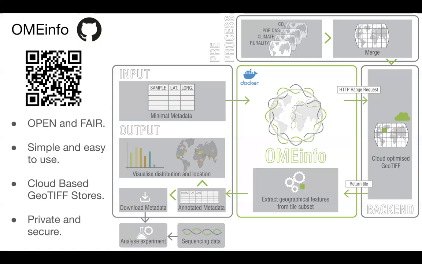The underlying datasets used in OMEinfo are maintained in a versioned dataset, which can be downloaded from the S3 bucket, should users wish to make use of this for their own investigations. And the annotated data can be downloaded in CSV format to be utilized in downstream investigations. Finally, users are able to download a BibTeX file containing citations for all of the data that is used to generate metadata in OMEinfo, as well as the OMEinfo tool.